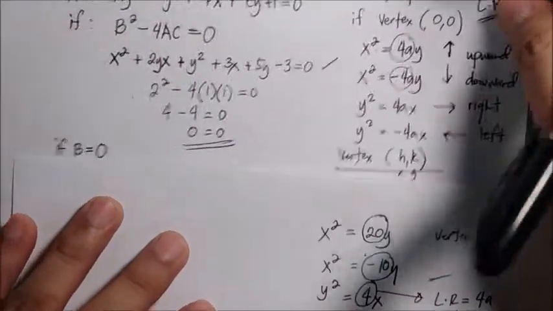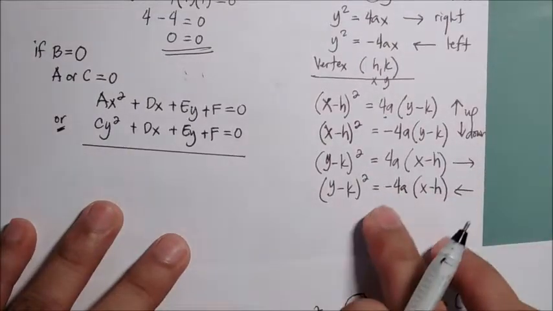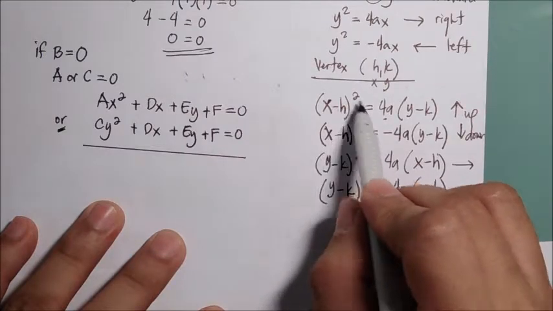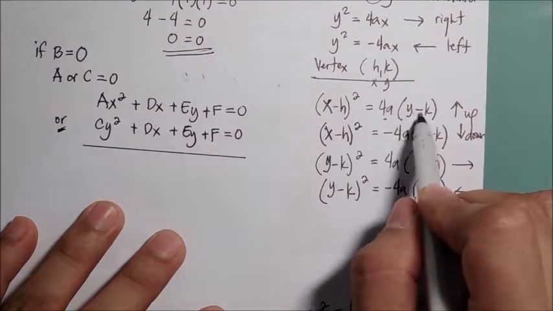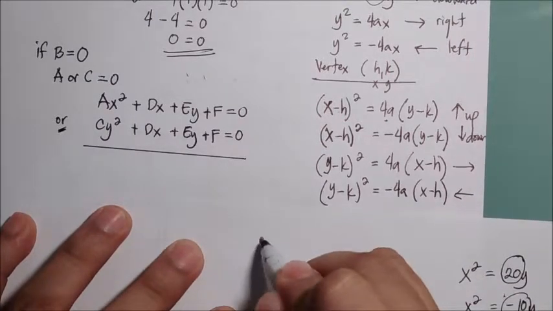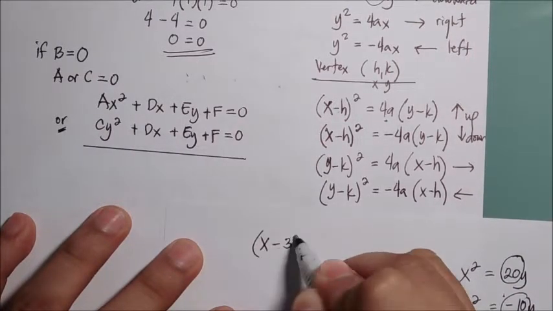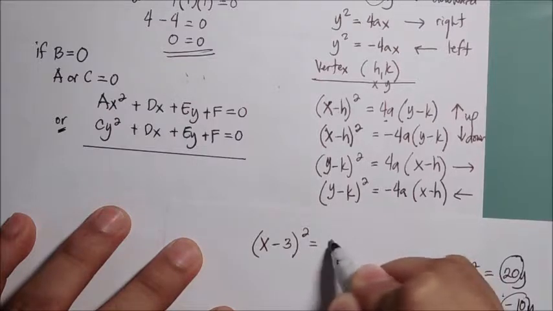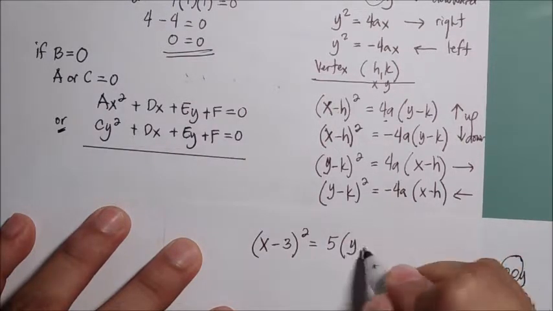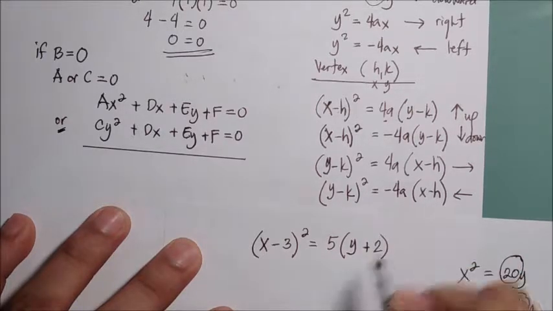Now if the equation is in terms of this, (x minus h) squared equals 4a times (y minus k), for example, maybe (x minus 3) squared equals 5 times (y plus 2).